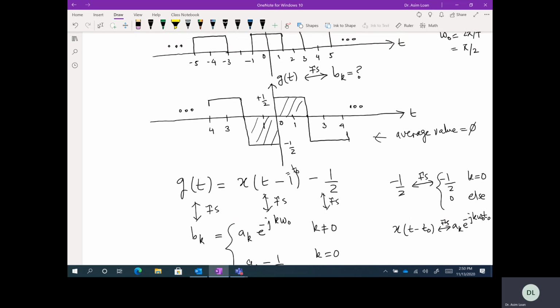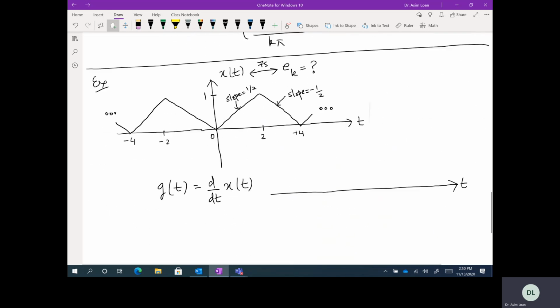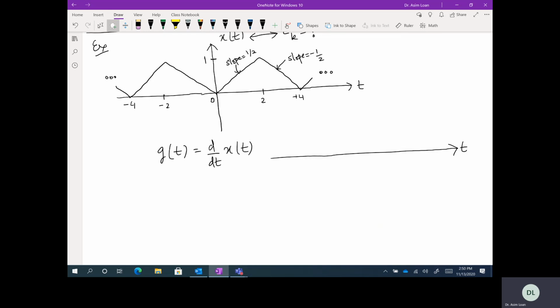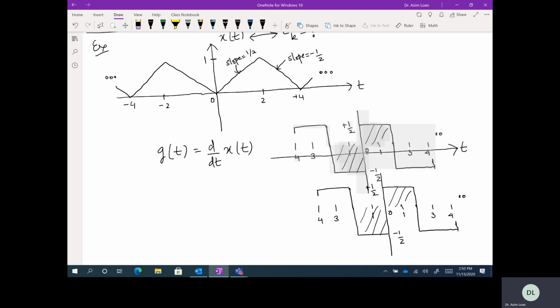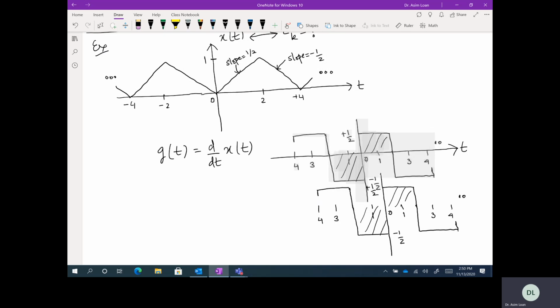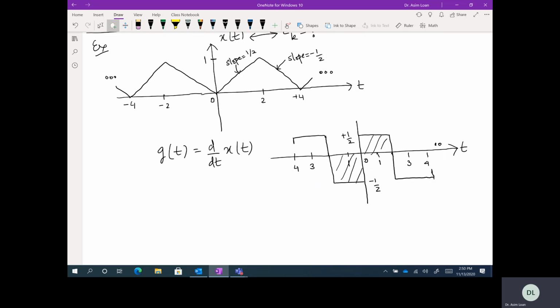So let me get this. Let me copy this one, and then paste it over here, and move it up over here like this. Okay. So this one, my claim is this is g of t.